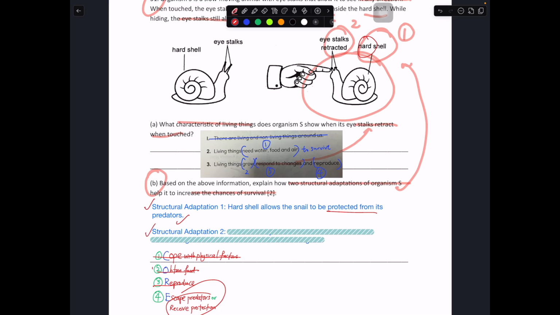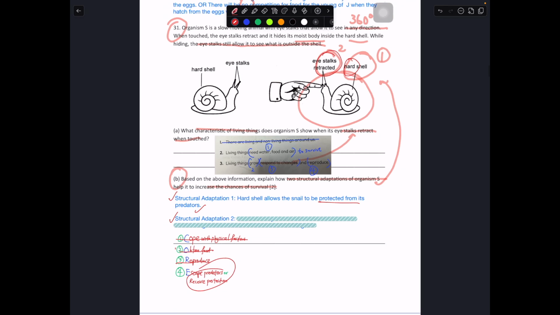The other structural adaptation will be your retractable eye stalk. You look in the passage, you can see what is outside while hiding in the shell. So what does it tell you? While hiding, you still can see what is around. You can still look for predator, or you might be able to look for food when the need arises. So how can you answer this? You can probably answer it in this way: retractable eye stalk allows the snails to see its surrounding in all direction.